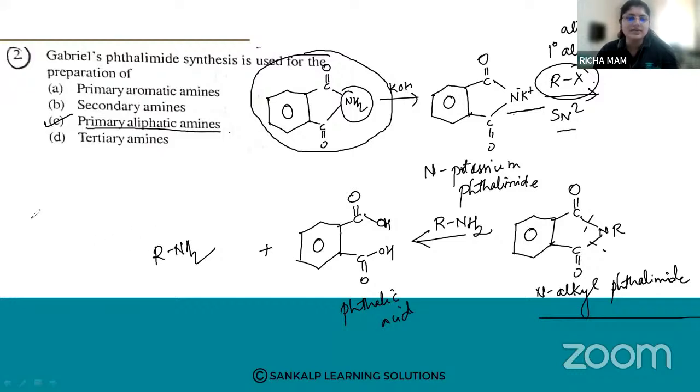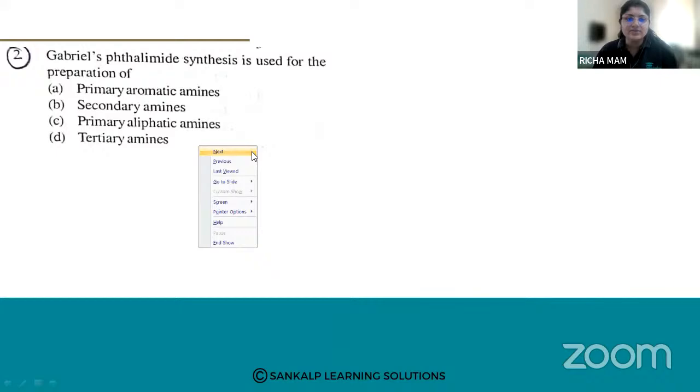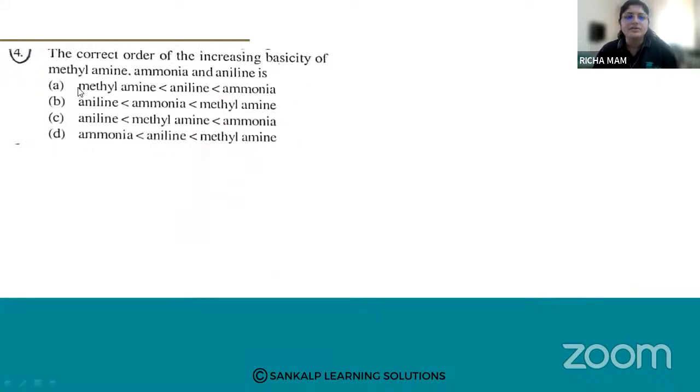Okay, so this is the reaction. Let us go for the next one. So it was option number C. Next one: the correct order of increasing basicity of methylamine, ammonia and aniline is: A. Methylamine is less than aniline and ammonia. B. Aniline is less than ammonia and methylamine. C. Aniline is less than methylamine, ammonia. And D. Ammonia is less than aniline, which is less than methylamine.